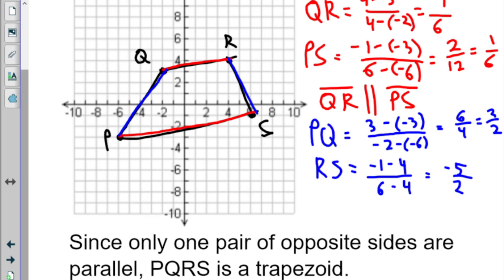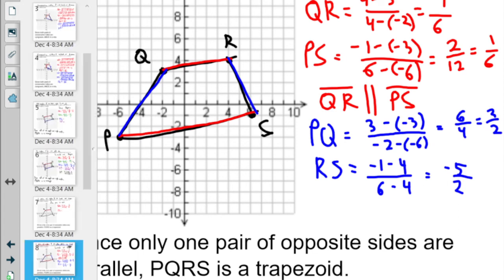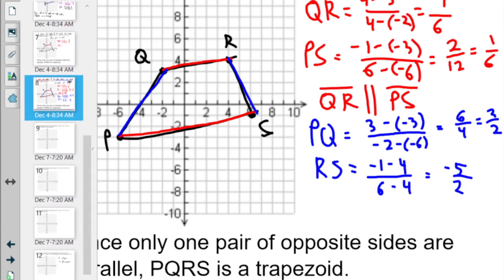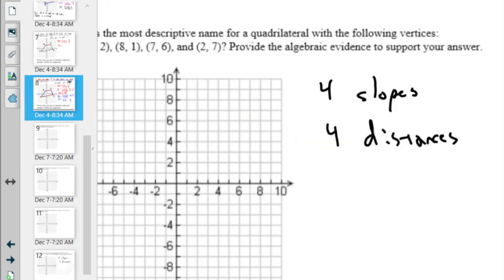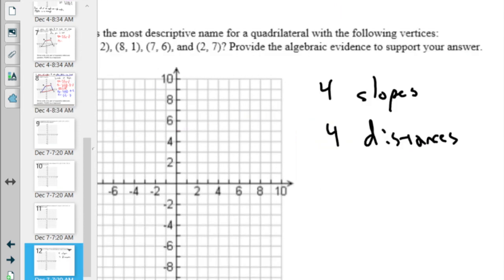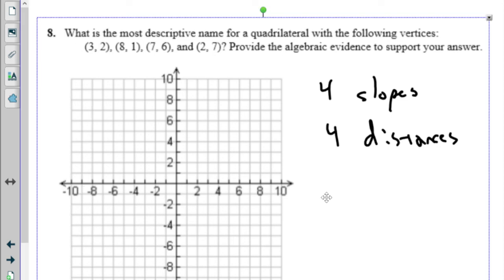So on each of these problems that you're looking at, you want to look at the definition and use that to figure out which formula we want to use. I'll just make one more note that on the last problem, it doesn't say which kind of shape you're looking at. So you're going to use 4 slopes and 4 distances to figure out which shape we're looking at.